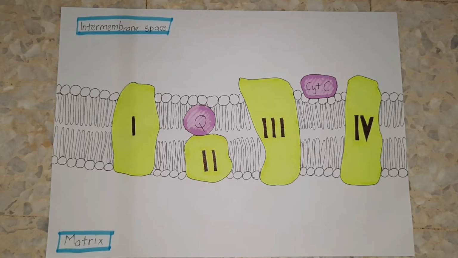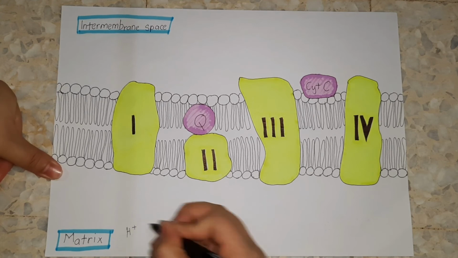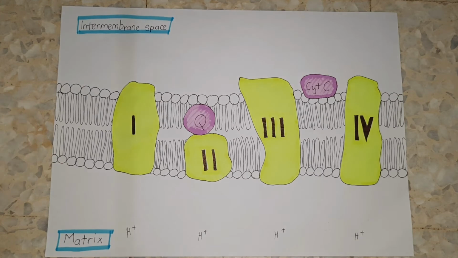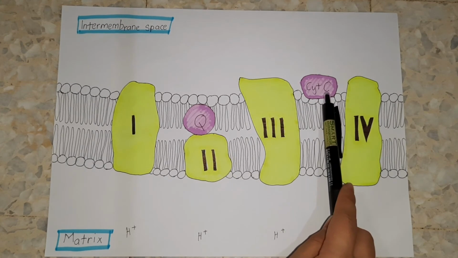Shown in this diagram is the membrane of the mitochondria. This is where the electron transport chain occurs. It also involves the intermembrane space and the mitochondrial matrix. The matrix contains protons in the form of hydrogen ions. The membrane of the mitochondria consists of complex 1, 2, 3, 4, coenzyme Q, and cytochrome C.